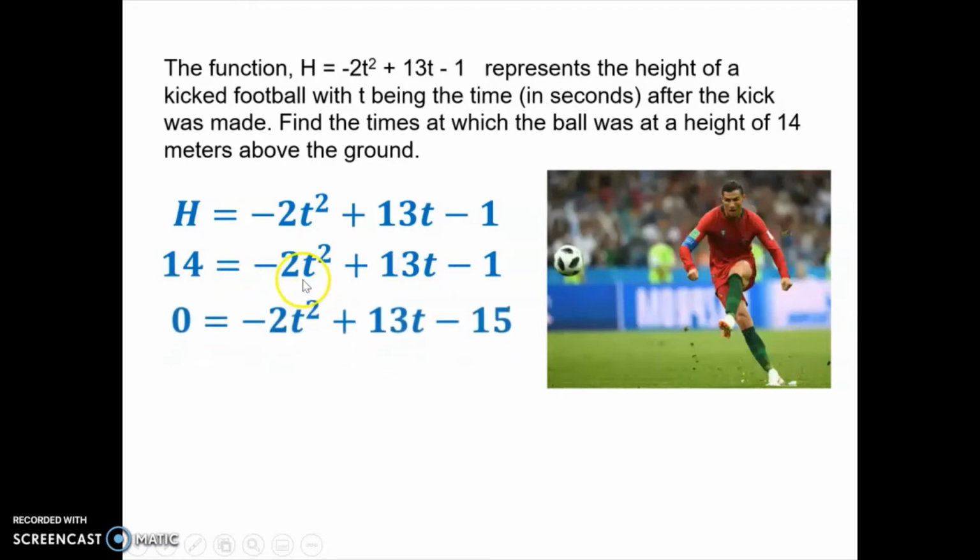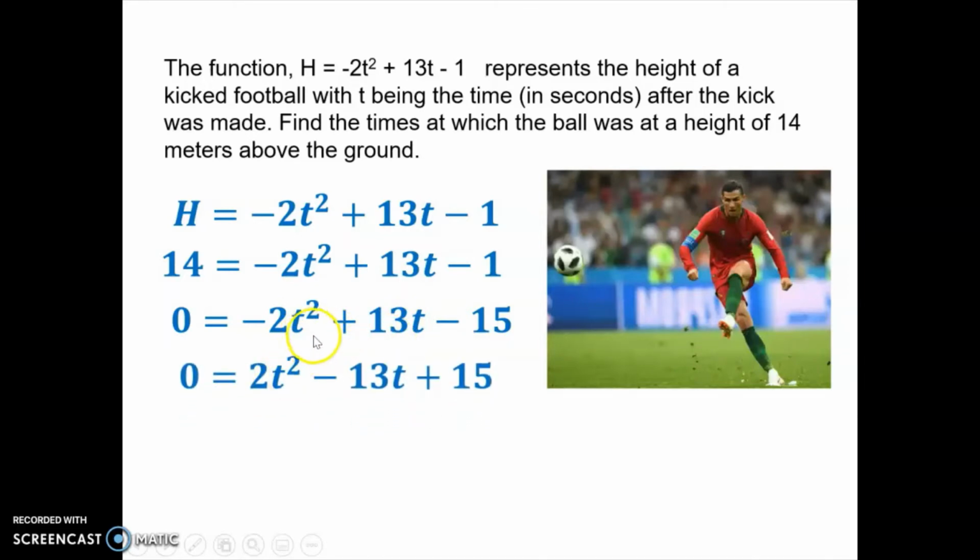Okay, when we solve quadratics, again, our goal is always to get 0 on this side. So that 14 is being moved to the other side by subtracting 14. And if we have negative 1 minus 14, we end up with negative 15. Now we have a quadratic trinomial. Let's see if you can factor this, because if you can factor this, you can use the null factor law to find two answers for t.